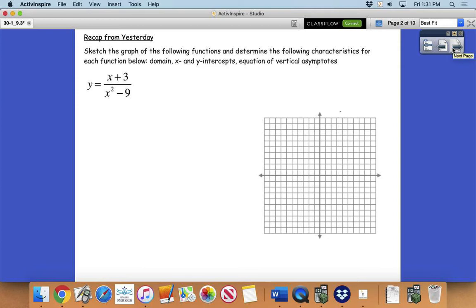Recap from yesterday. So yesterday we were factoring the rationals, and then we were seeing if there was any points of discontinuity. We were graphing it. So that's where we want to start. It says sketch the graph of the following function and determine the following characteristics for each function below: the domain, the x and y intercept, the equation of the vertical asymptotes. I'm also going to do the point of discontinuity as well.